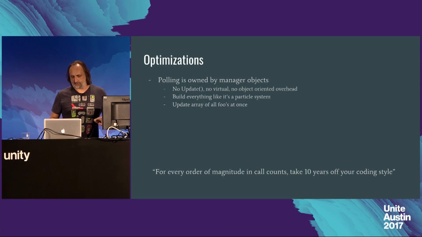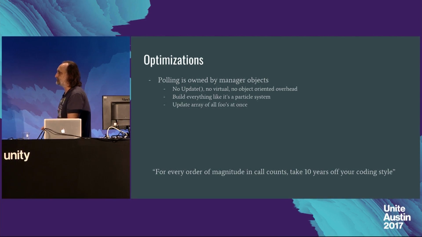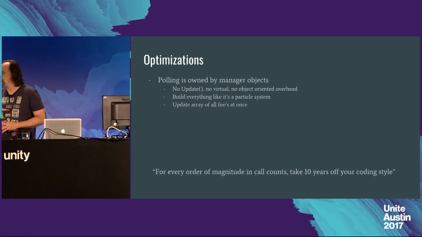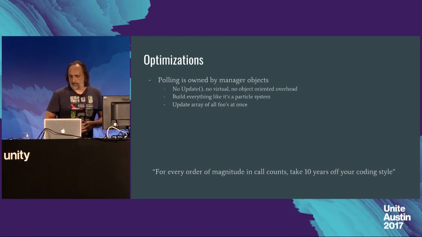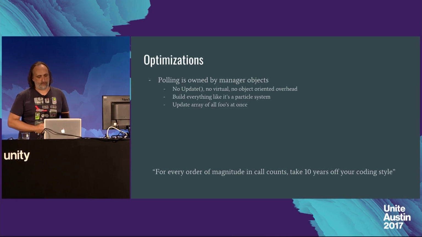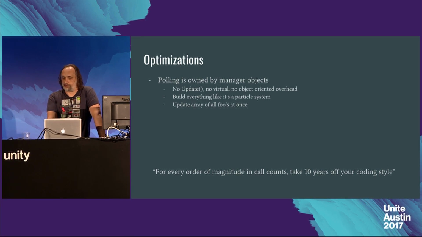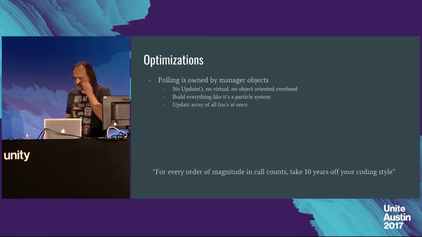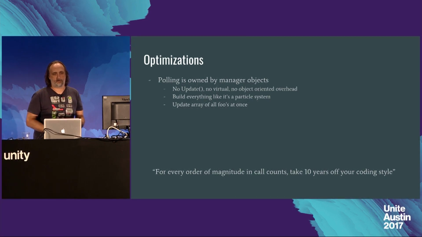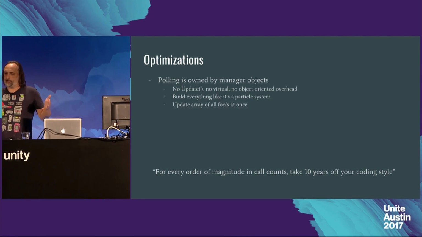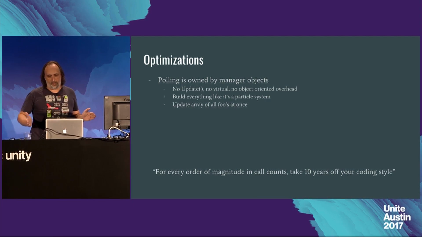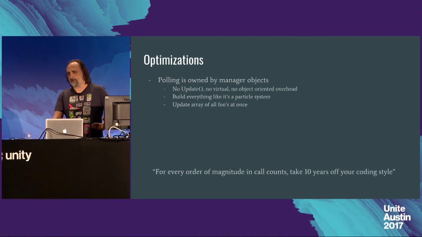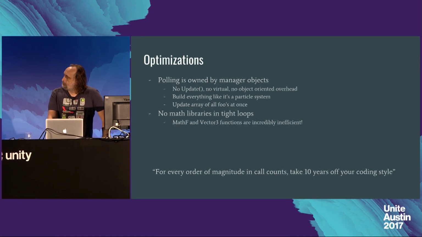So some general optimizations on this. I don't know who said this, but I just remember it, which is for every order of magnitude in call counts, take 10 years off your coding style. Basically, if you're going to write really fast, tight update loops, you don't want to use Update, first of all, and you don't want to use virtual functions and object-oriented kind of stuff. In fact, you want to inline a lot of functions and really strip it down. And really treat everything like you're writing a particle system. In a particle system, you have an array of particles, and you zip through the array, and you update everything at once. And that's generally how you should code things if you're going to have thousands of them.